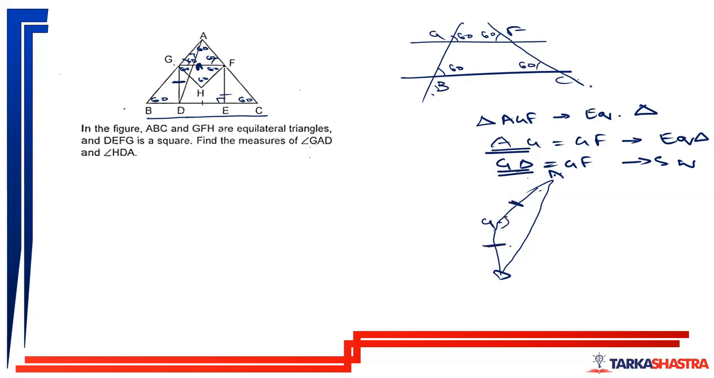Now what will be angle G? This is 60 degrees, this is 60 degrees, and this is 90 degrees. The total will become 150 degrees. The other two angles are X, this is X, this is also X. Now 150 plus X plus X is equal to 180 degrees, the sum of the angles of the triangle. So 2X is equal to 30 degrees, which means X is equal to 15 degrees.